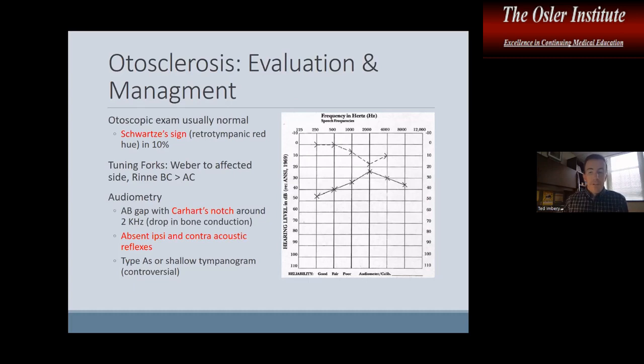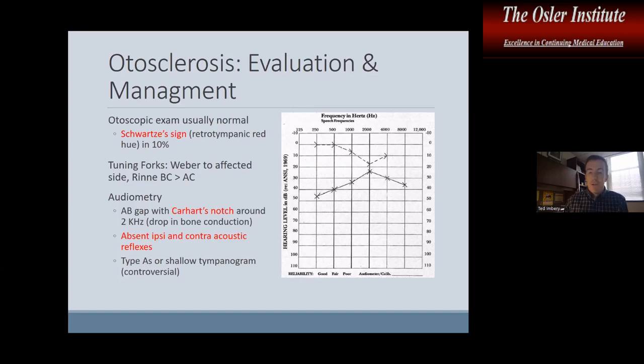So evaluating and managing these patients, most of the time they are going to have a normal otoscopic exam. Again, as I mentioned before, there is the Schwartz sign, which is that reddish hue that can be seen in the posterior superior quadrant around the stapes footplate. But I personally am not seeing it, so it's fairly rare. I think honestly probably even less than 10%, but that's what's in the textbooks.